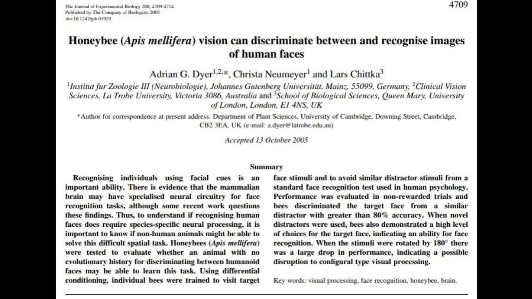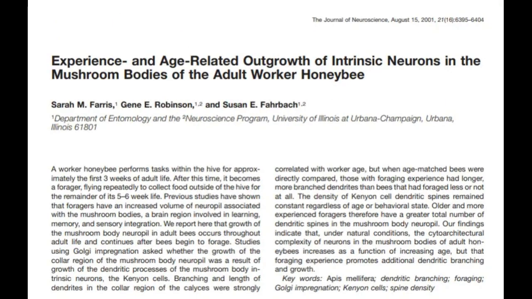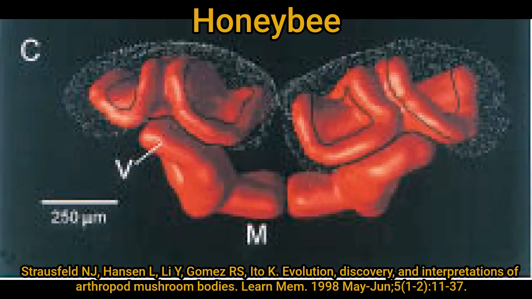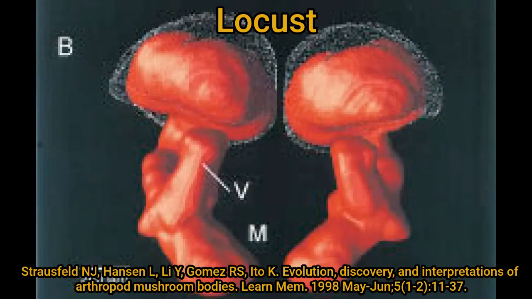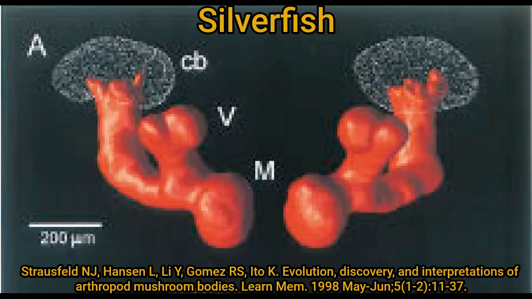The size of a bee's mushroom bodies can actually change depending on its role in the hive. Forager bees, who need to remember flower locations, have larger mushroom bodies than nurse bees, who remain in the hive. Mushroom bodies are not unique to bees, but are found in most other insect species. However, their size, shape, and function vary significantly across different insect taxa, reflecting evolutionary adaptations to different ecological niches.